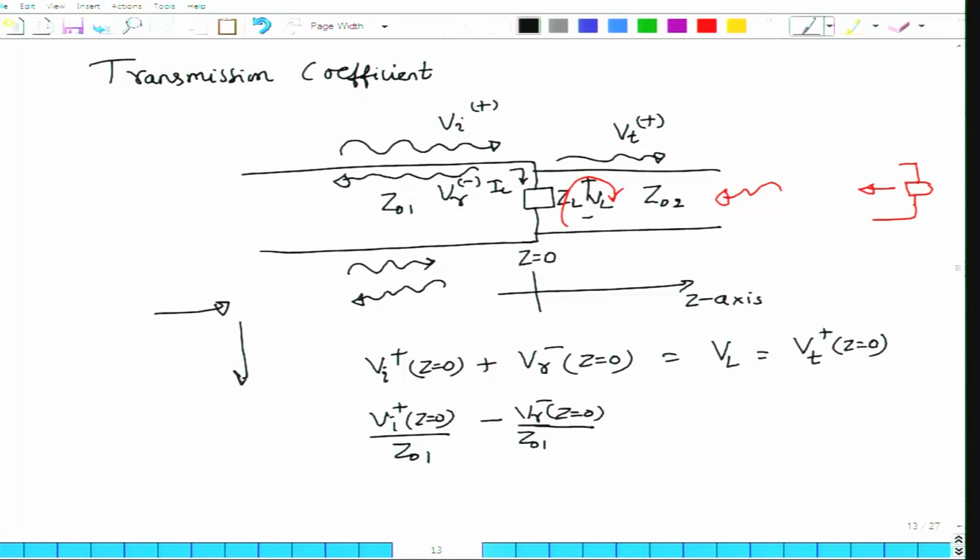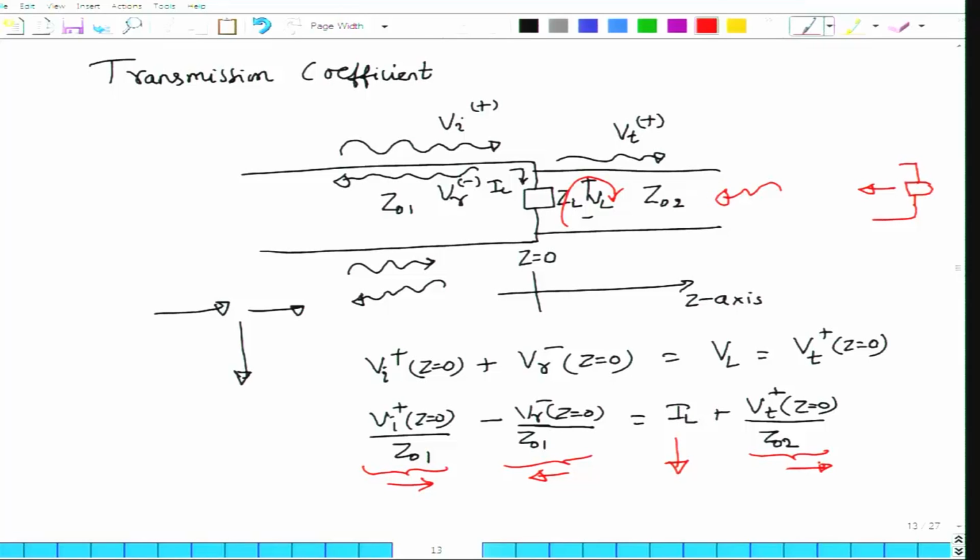There will be some current through the load and the remaining current will be transmitted, right. So, this must be equal to the current through the load, which is IL, plus Vt plus at z equal to 0 divided by Z02. Clearly, this is the current which is incident, this is the current which is reflected, this is the current through the load, and this is the current that is transmitted. Okay. Now, you can simplify these two equations.